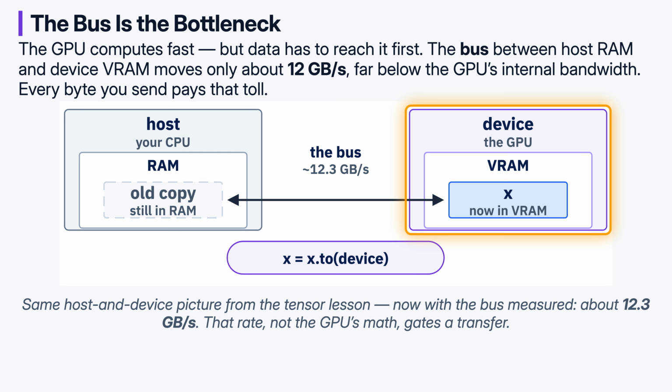Over here is the device, the GPU itself. The data has to arrive here first, in device VRAM. Transfer bandwidth and compute throughput are 2 different speeds. The bus is the slow one, so a transfer is gated by the bus, not the GPU's math.